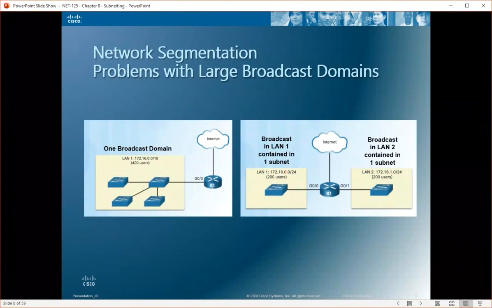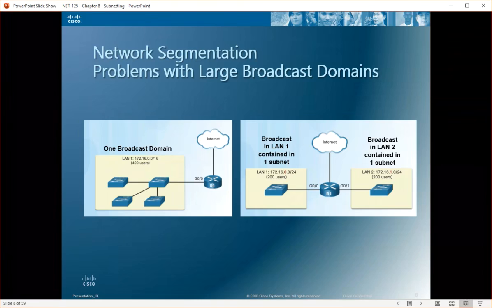So here we have one broadcast domain with, quote, 400 users. We have 4 switches, all connected to a central router. So the 172.16.0.0, 400 users. It's a lot of information, right? So instead of doing that, let's take our router and use 2 of our interfaces, G0/0 and G0/1, and split them off into 2 LANs.